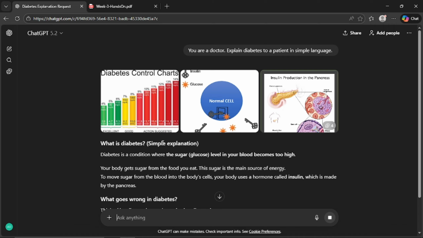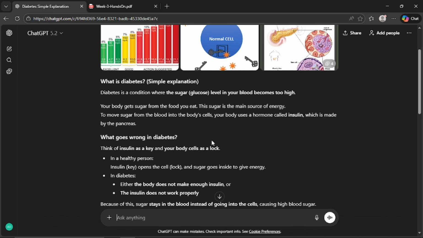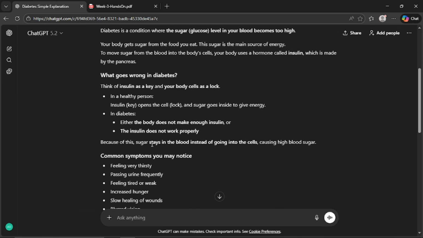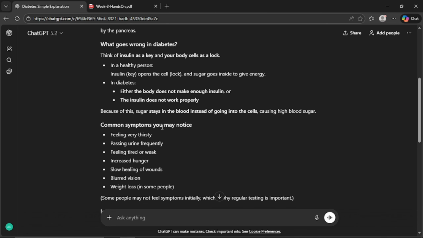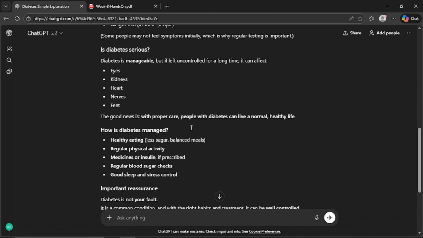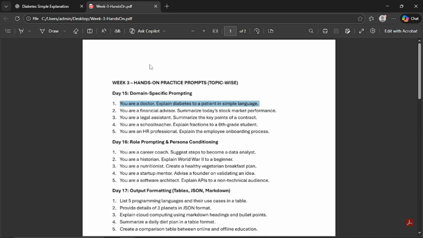So here it is. It's giving us more than enough data. It has given us a few images, and it's also giving us what is diabetes, what goes wrong in diabetes, common symptoms you may notice, all these things. Okay, we'll take just another example like, you are an HR professional, explain the employee onboarding process.